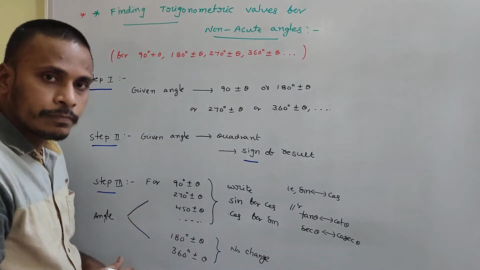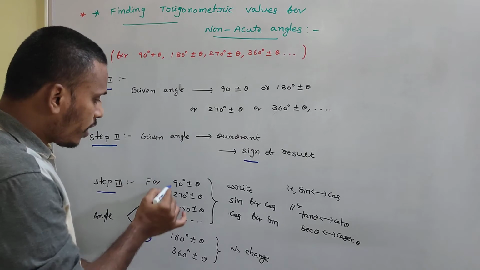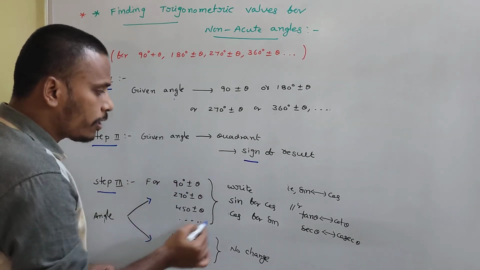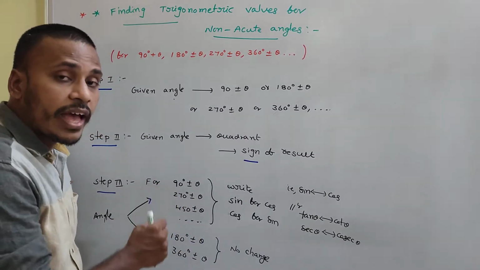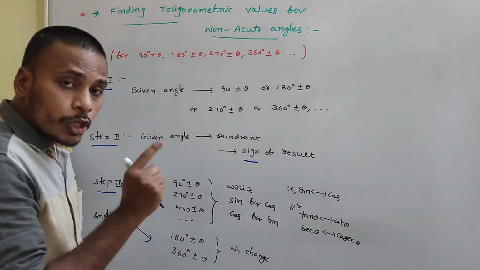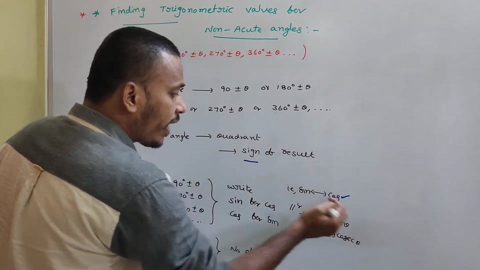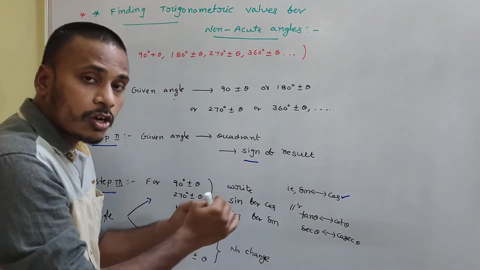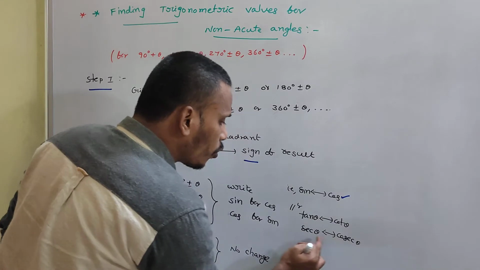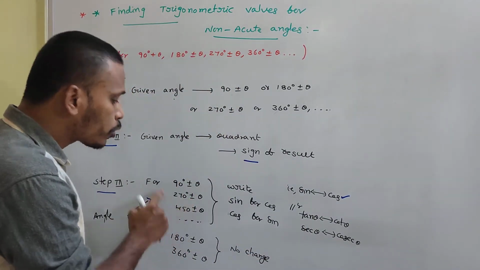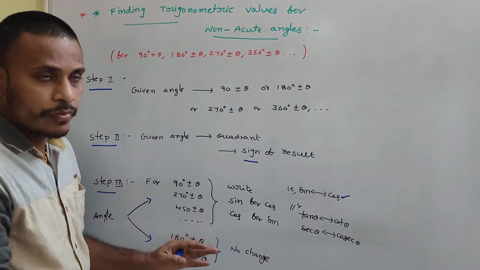Then coming to step 3. We have two options in step 3. In one option, if the given angle is an odd multiple of 90 plus or minus theta, look there, 90, 270, 450, they are odd multiples of 90, in this case you need to change sine to cos, cos to sine. That means in the result you use sine for cos, cos for sine. Similarly, use tan for cot, cot for tan, and secant for cosecant, cosecant for secant if the angle is an odd multiple of 90. Otherwise, if the angle is an even multiple of 90, there is no change in the trigonometric ratio. I will give you the problem now.